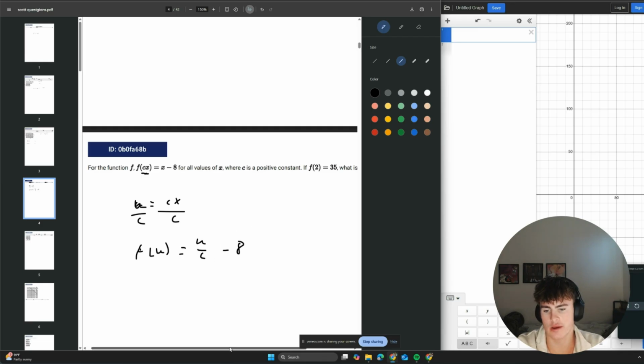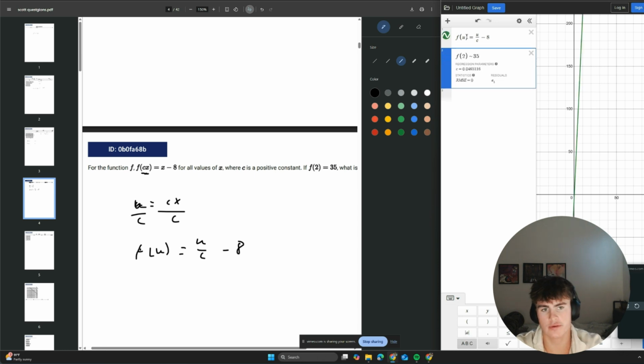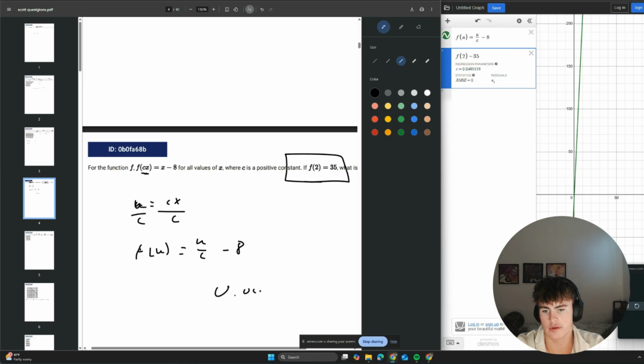So I'm going to plug that in with the, wait, no, not with the total. Wait, yeah, no, not with the total. U over c minus 8, and then we're going to go next line, f of 2 tilde 35 because of this condition right here. So the answer of C is going to be 0.0465, which should be your answer, I believe.